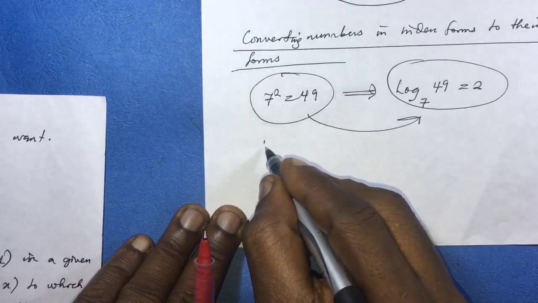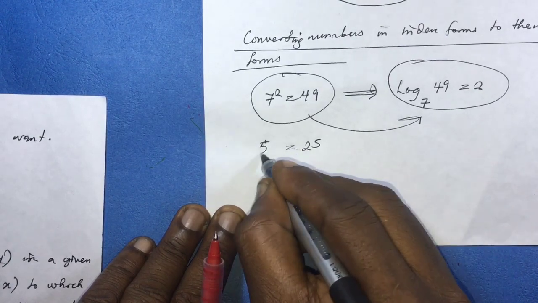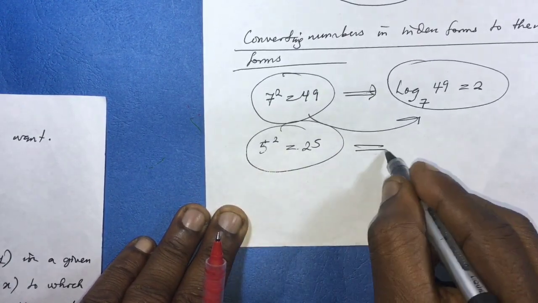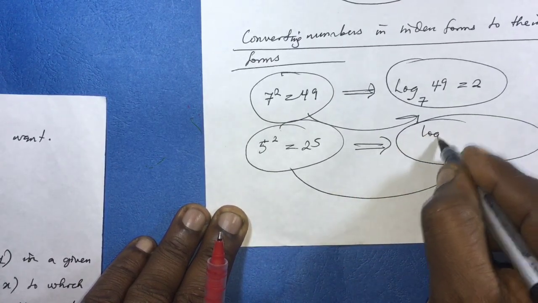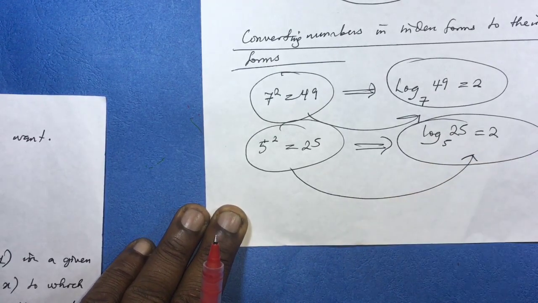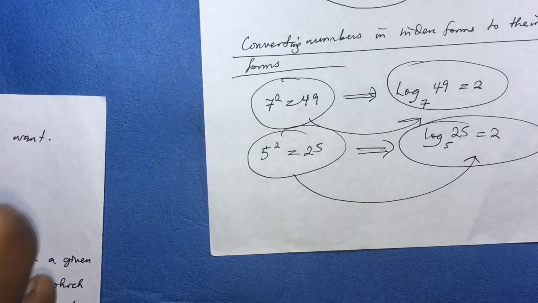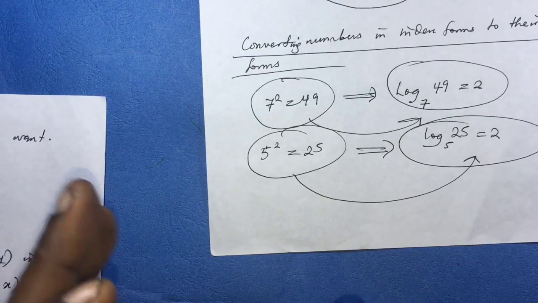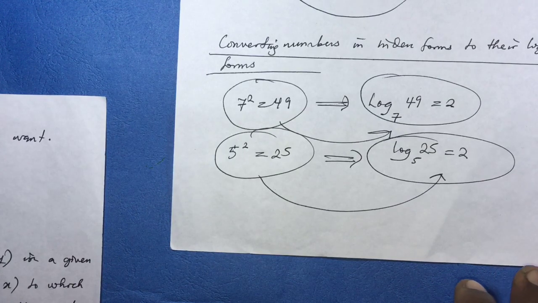If I gave you the index form of 25 as 5 raised to power 2, you should be able to explain that that is only because there is a corresponding logarithmic form, log 25 in base 5 equals 2. And this is simply because of our definition of logarithm: the logarithm of a number in a given base is equal to another number only because that number is the only number to which that base will be raised to get the number whose logarithm we seek.